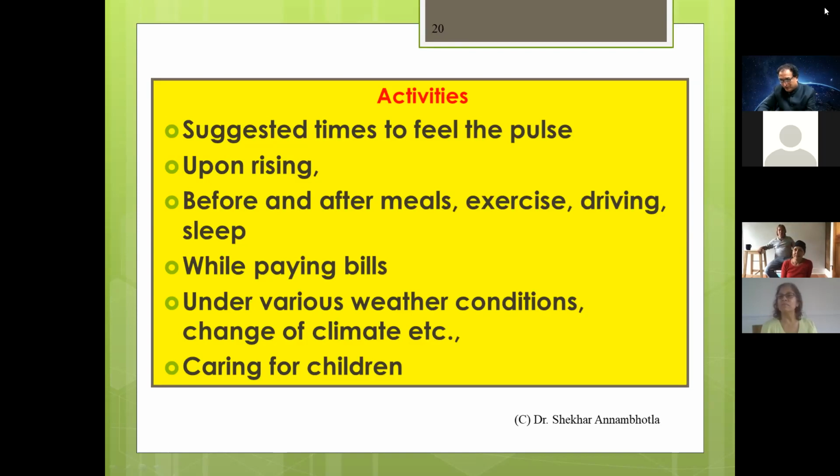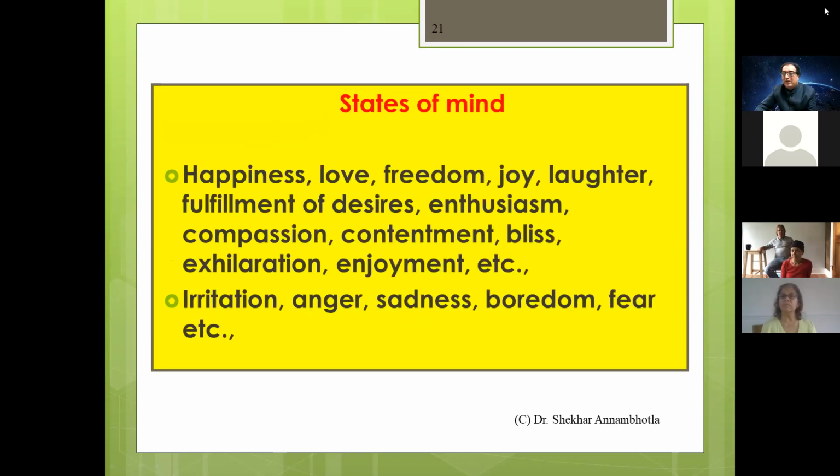It's a huge amount. Also feel the pulse under various weather conditions, like snow, rainy and windy days, winter, summer and everything. Caring for children, when you are caring for children. And there are some special activities of the mind, particularly when you feel happiness, love, freedom, joy, laughter, fulfillment of desires, enthusiasm, compassion, contentment, bliss, exhilaration and enjoyment. These things are happening in your body.